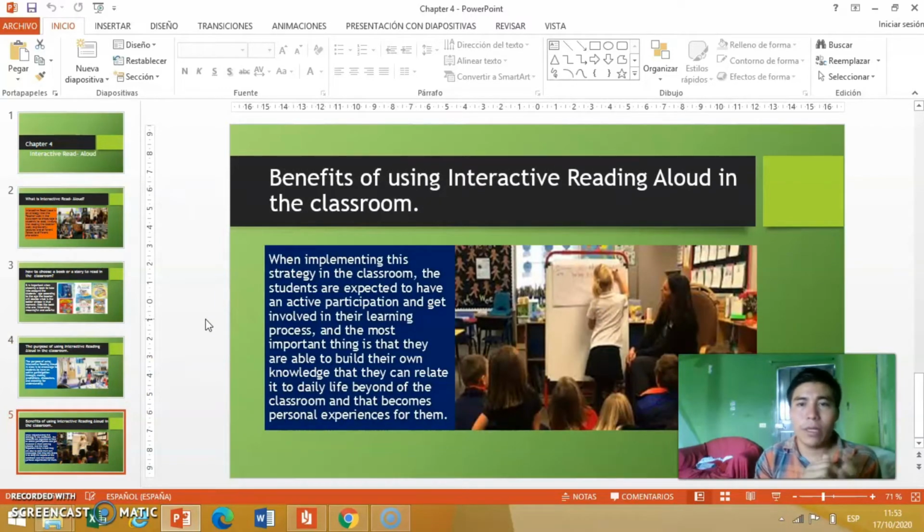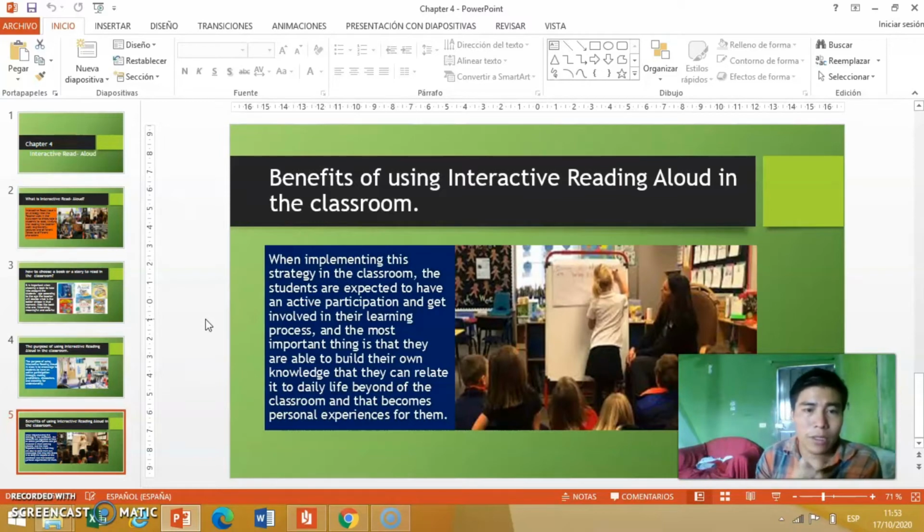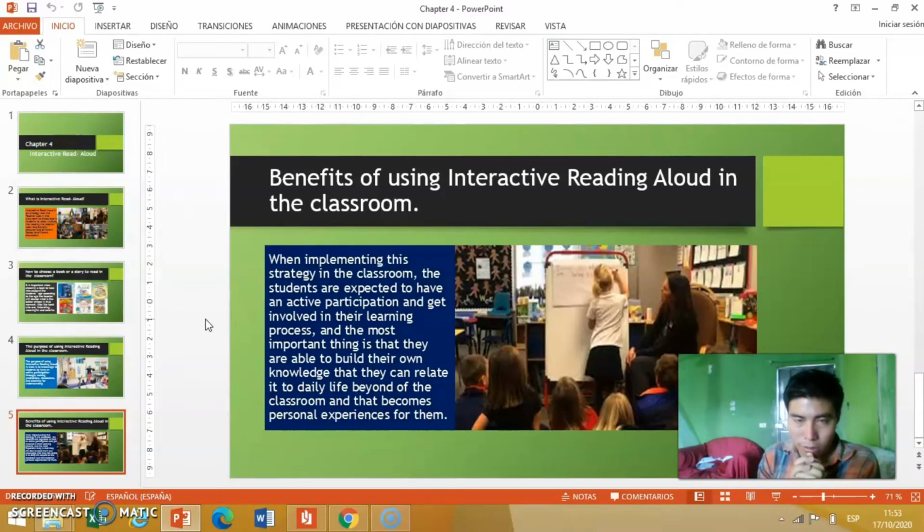Benefits of using interactive reading aloud in the classroom. When this strategy is implemented in the classroom, the students are expected to participate actively and get involved in their learning process. And the most important thing is that they are able to build and construct their own knowledge, which they can relate to daily life beyond the classroom, and that becomes a personal experience for the students. That's why this strategy is very important and useful in the classroom.